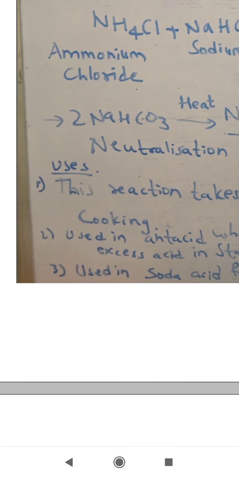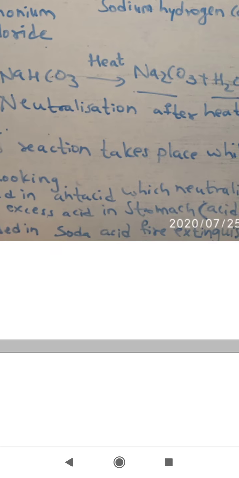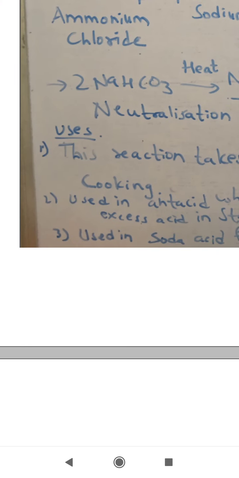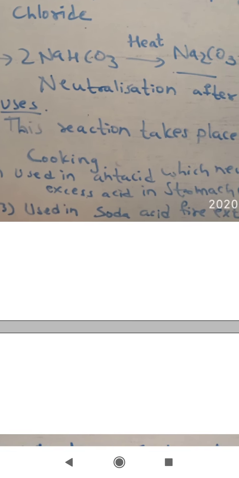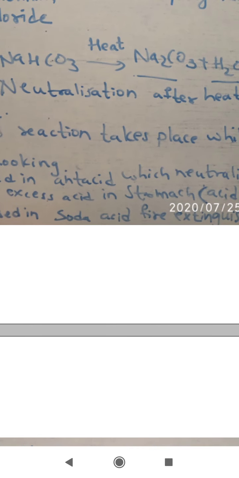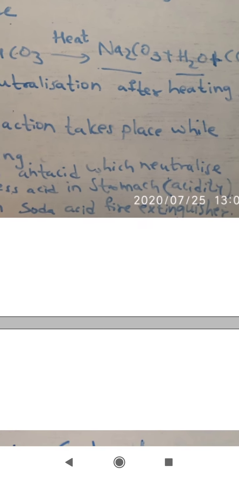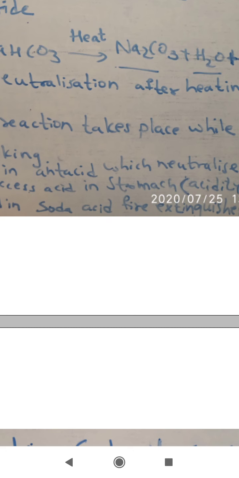What are the uses of baking powder? This is used in cooking. It is used in antacid. Antacid means the tablet which we take when the stomach is having excess of acid. When a person is suffering from acidity and all, the antacid tablet can be taken so as to neutralize. Acid reacts with this base. Baking powder is nothing but a base, and it will form water neutral, that is salt and water are formed.